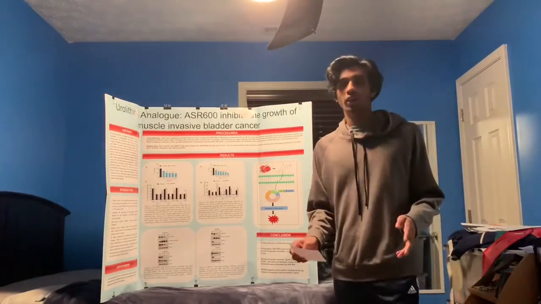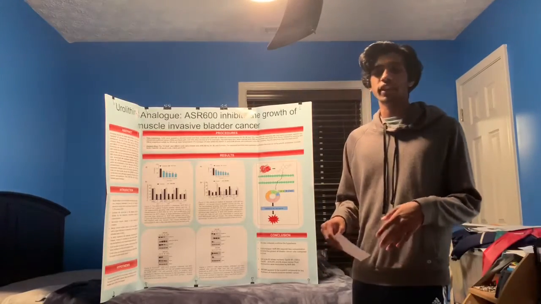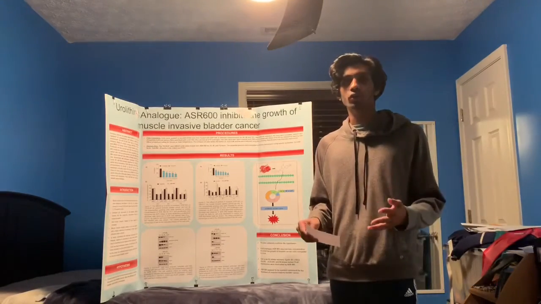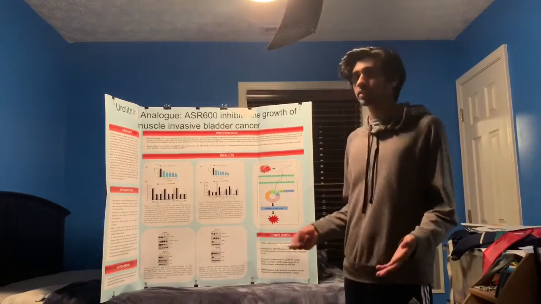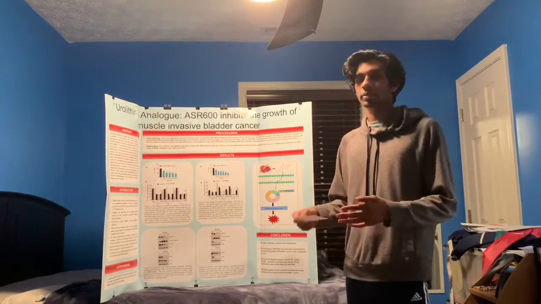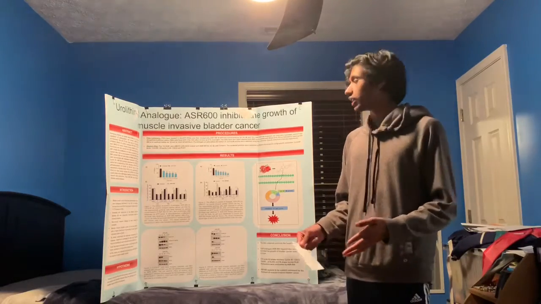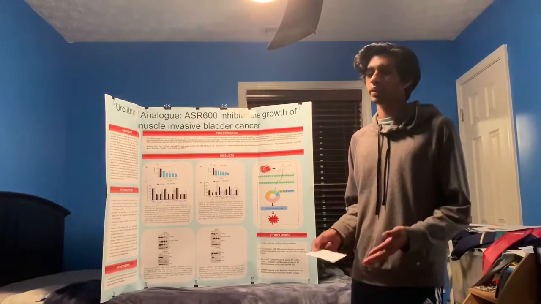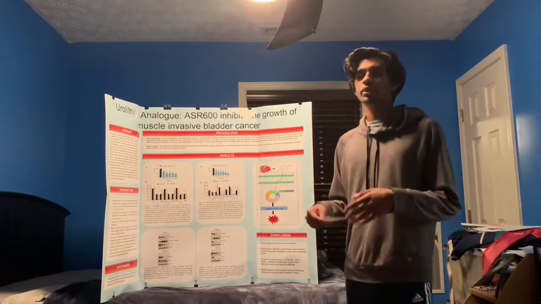So 2 years ago, I performed an experiment where I tested the effect of urolithin A, which is a molecule found in pomegranates, on bladder cancer cells. And I found that the urolithin A successfully inhibited the bladder cancer cells. However, the concentration that was required to do so was very high. So last year, I attempted to improve on that.